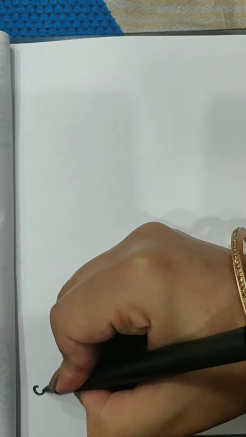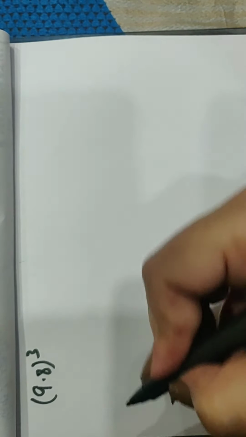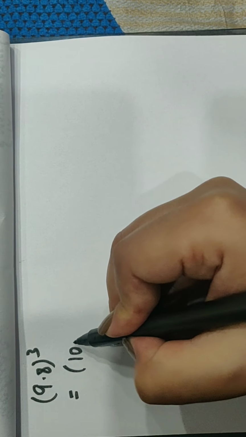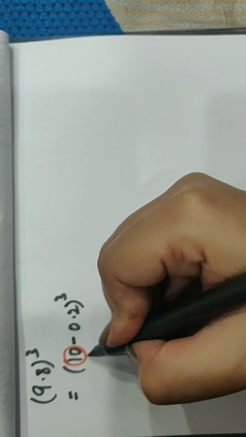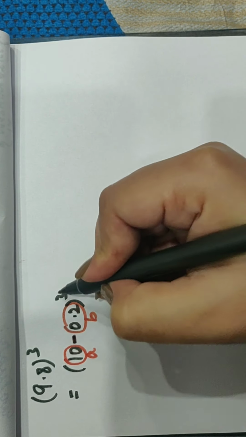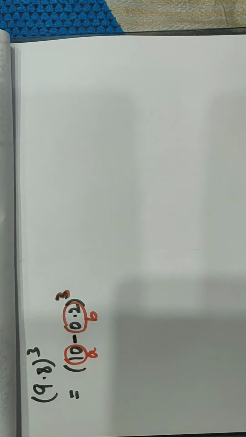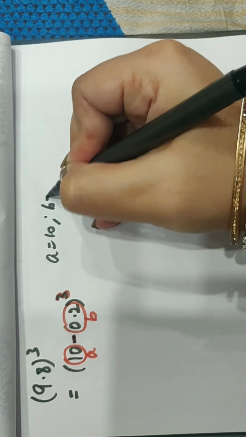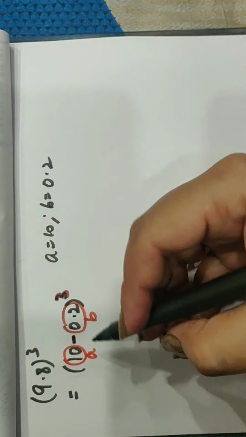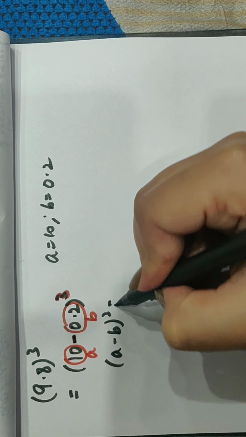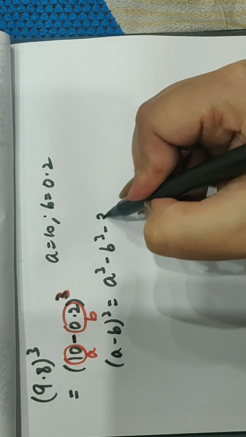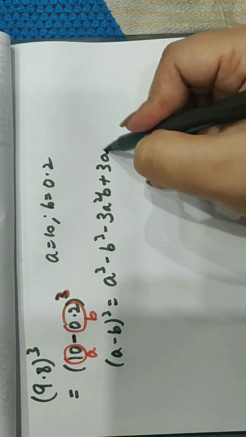Let's take one more example: (9.8) cube. Now 9.8 can be written as 10 minus 0.2. Now this is of the form (a minus b) whole cube, where a is 10 and b is 0.2. Now let's use (a minus b) whole cube: a cube minus b cube minus 3a square b plus 3ab square.